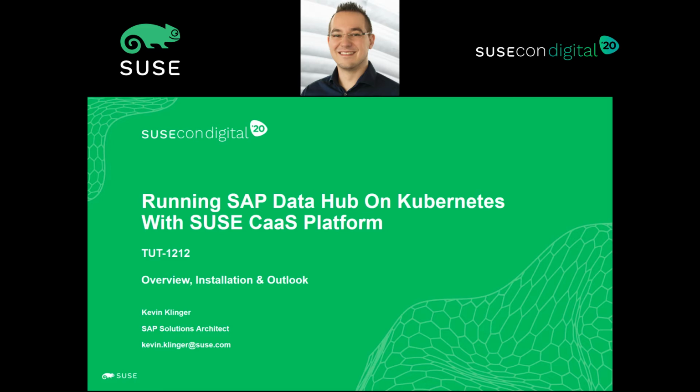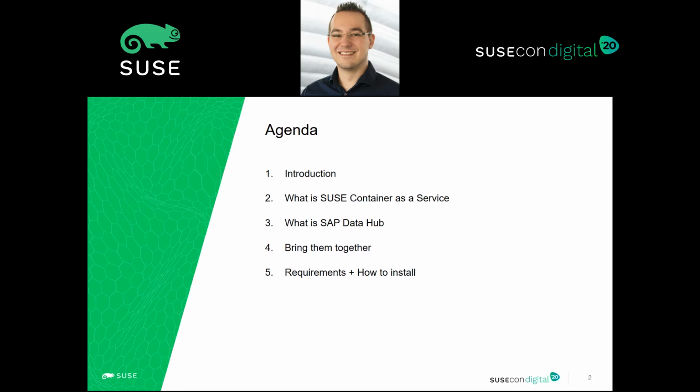I'm an SAP Solutions Architect at the SAP Linux Lab, and today I'm going to talk about running SAP Data Hub on Kubernetes with SUSE CaaS Platform. Therefore, I brought the following agenda. First, I will start with the introduction, telling you about the SAP Linux Lab and the work of SAP and SUSE together. Then I will talk about what is SUSE Container as a Service. Afterwards, what is SAP Data Hub? And then, how do we bring them together? In the end, I will talk about the requirements and how to install those components.